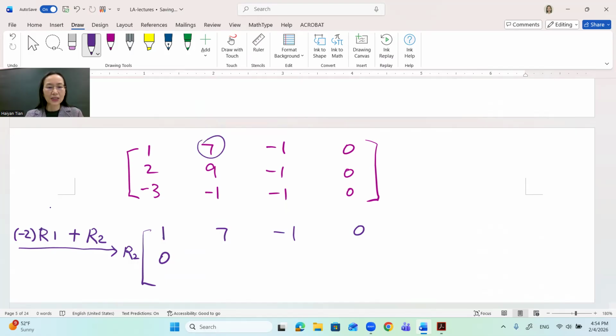Okay, times that, negative 14, add 9 will be negative 5. And so this multiple, negative 2 times negative 1, which is positive 2, add negative 1 is 1. Okay, that's a replacement of the second row. And then now the replacement of the third row.